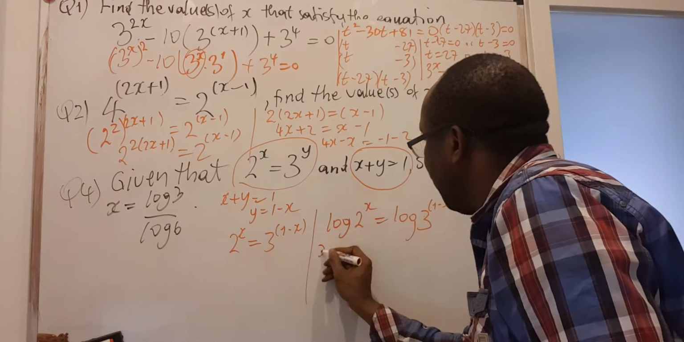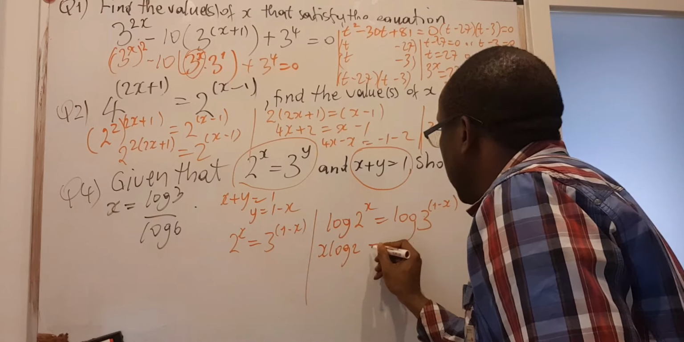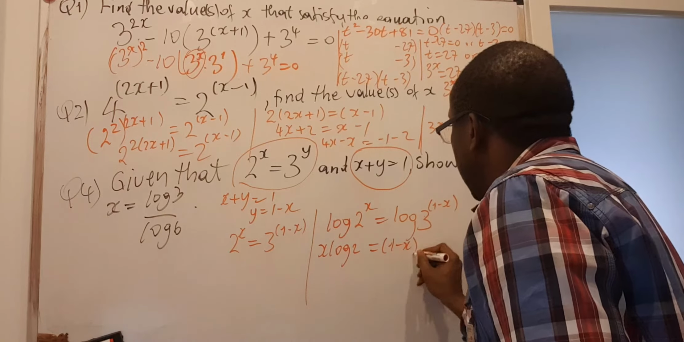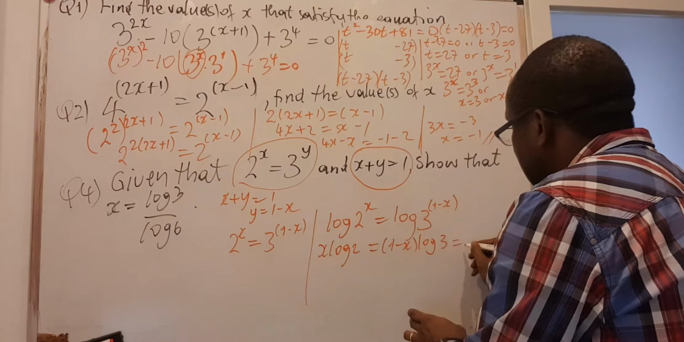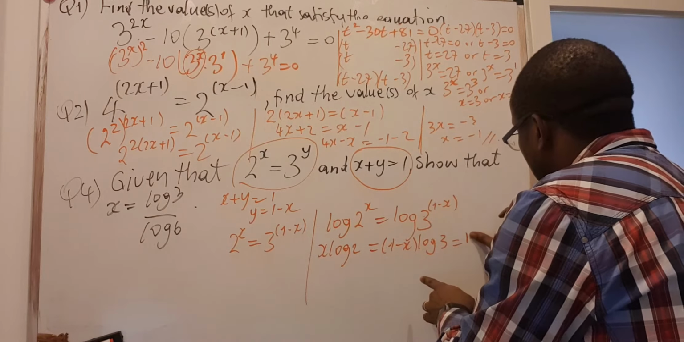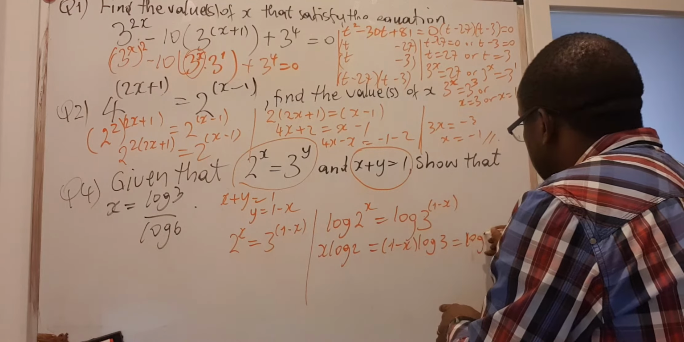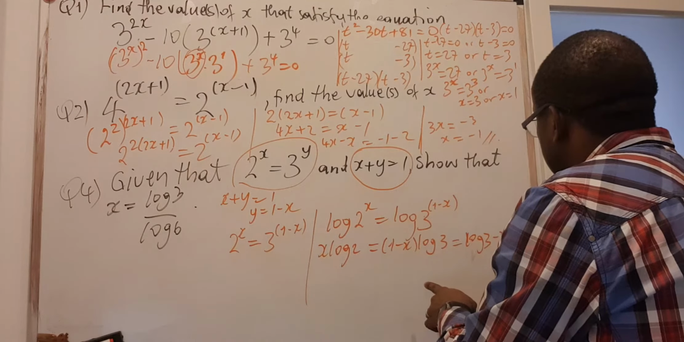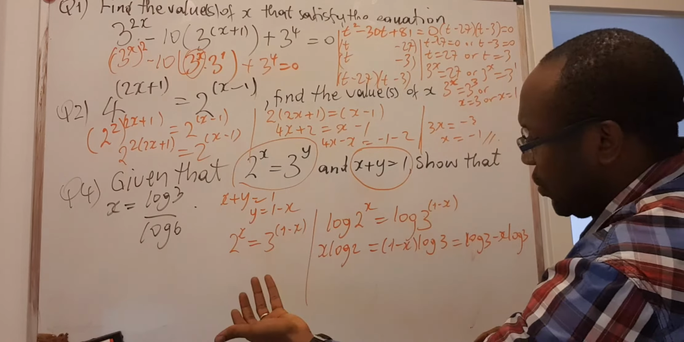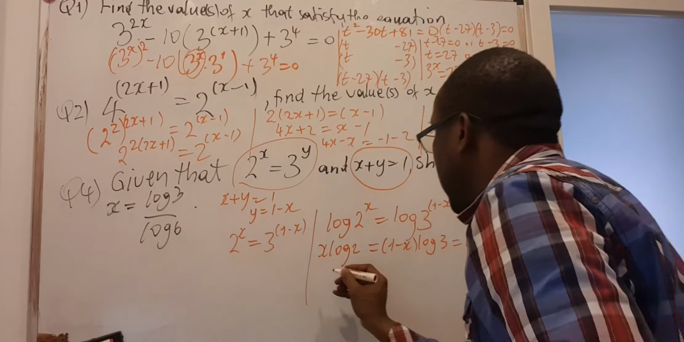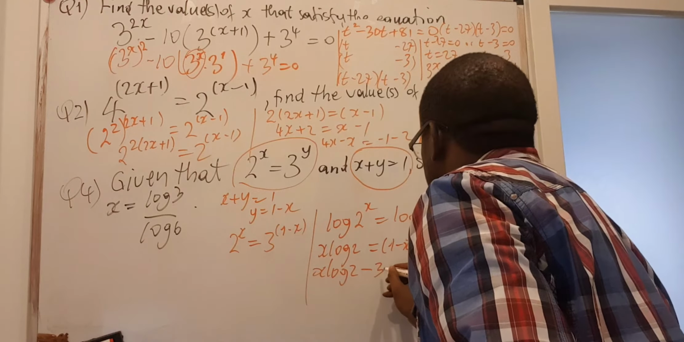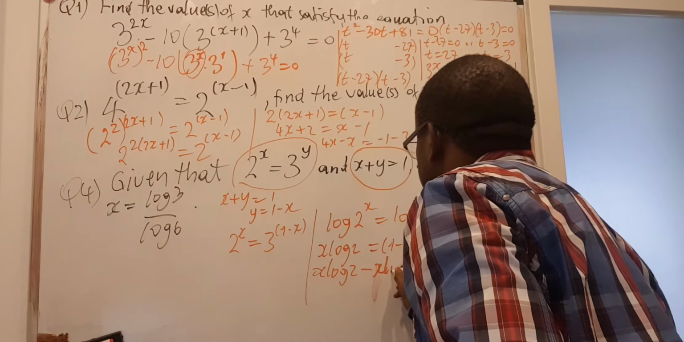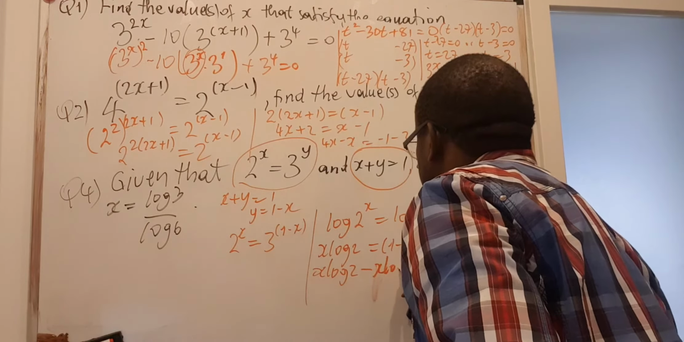So my x can fall in front, and I get log 2 is equal to, this one falls in front, 1 minus x log 3. I'll try to open this to make it nice. That is 1 times log 3, so that's just log 3 minus x log 3. I take my x's to my left hand side, so this can come this way. So I get x log 2 plus x log 3, and that is equal to log 3.